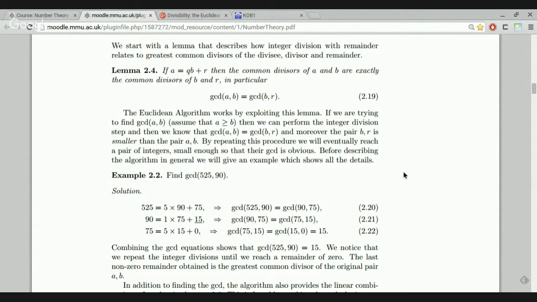So that means the pair A, B have the same common divisors as the pair B, R. B, R is a smaller pair. B is the same in both cases, but the R that comes out is going to be much smaller than the A. So they've got exactly the same common divisors, so in particular, their greatest common divisors are the same.